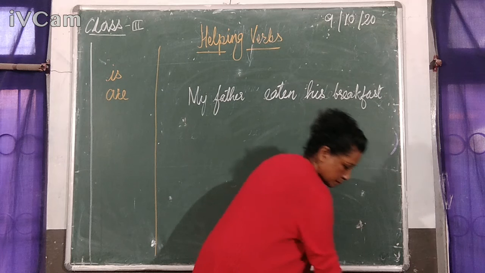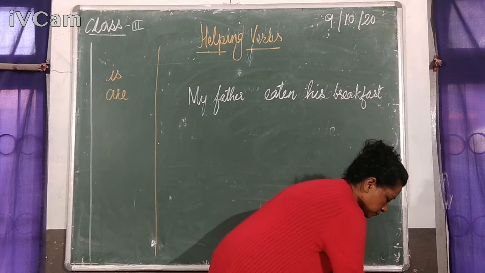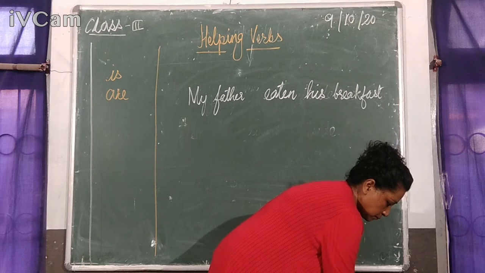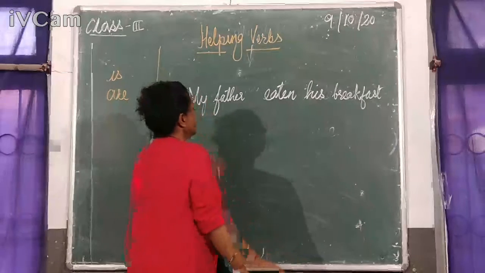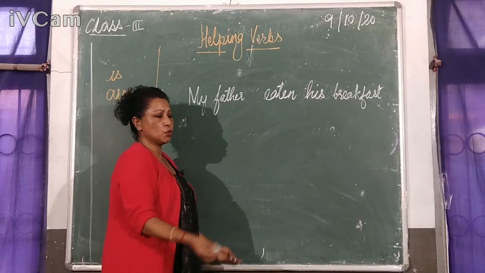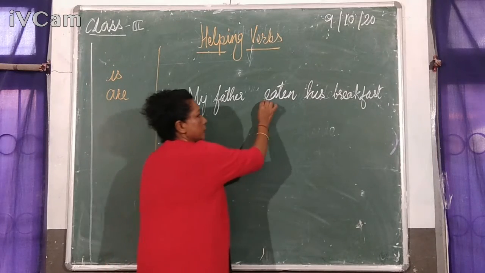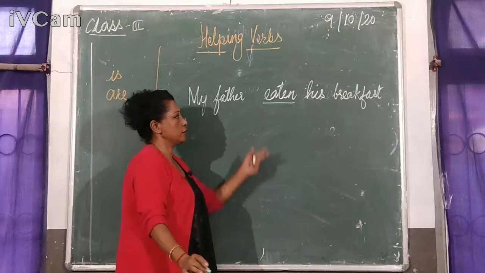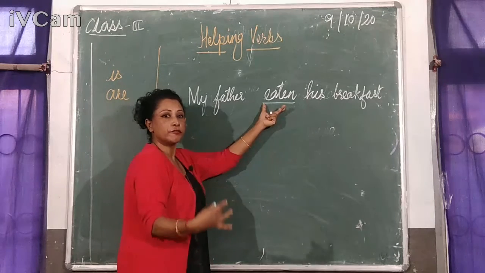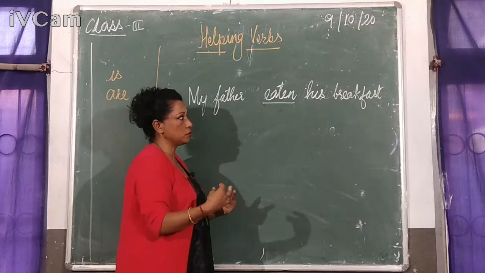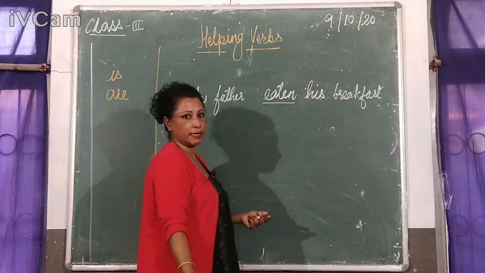Can you see this? My father eaten his breakfast. So, which is the verb here? Eaten. Eaten means finished. Right? This work is already finished. It's already done. So, these tenses I'll be doing later. So, it will help you. At that time, you will understand it clearly.